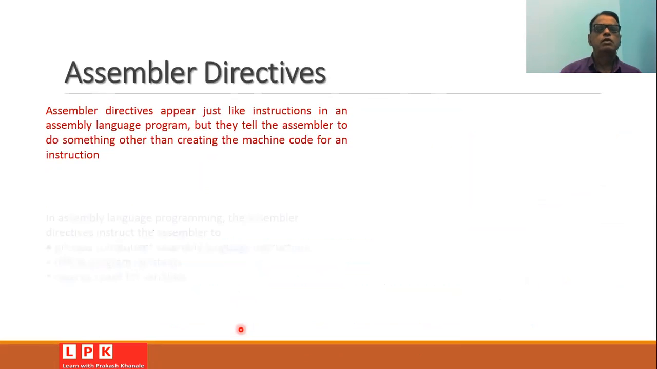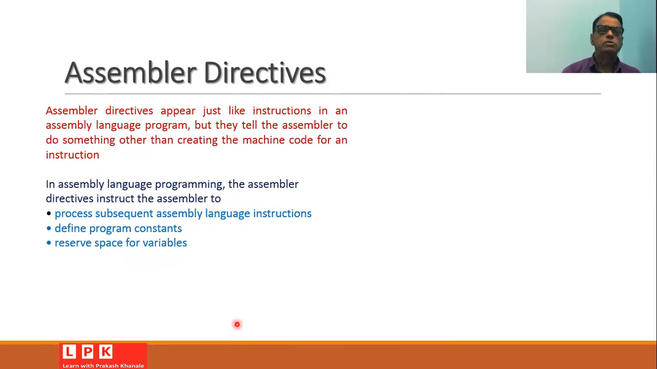Now let us go for the discussion of the assembler directives. Assembler directives are just like the instructions in the assembly language program, but they tell the assembler to do something other than creating the machine code. Assembler directives actually ask the assembler to process the subsequent assembly language instructions. They define the program constants, and they are also used to reserve space for the variables.